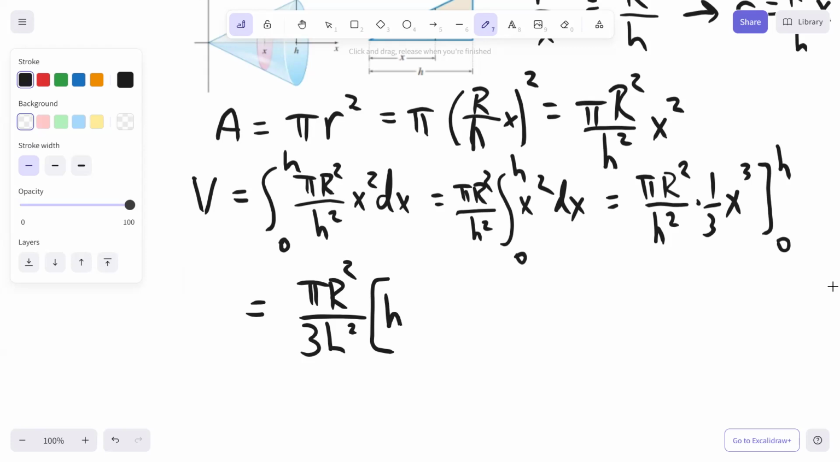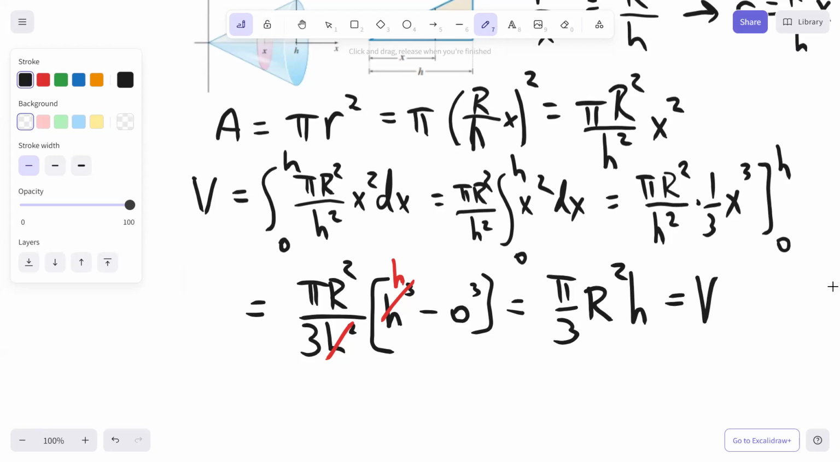So you'd have h cubed minus 0 cubed. 0 cubed is 0, and the h squared is going to cancel with this h cubed, giving you just h. So you would have pi over 3 capital R squared h, which is equal to the volume of a right cone. All right, guys, there you have it. The volume formula of a cone proved using calculus, and we learned that formula way back in geometry.